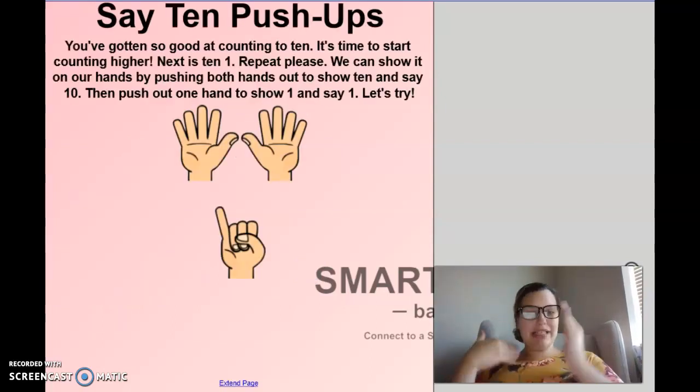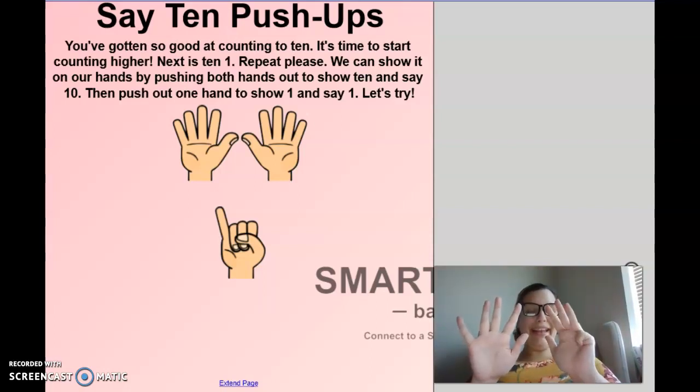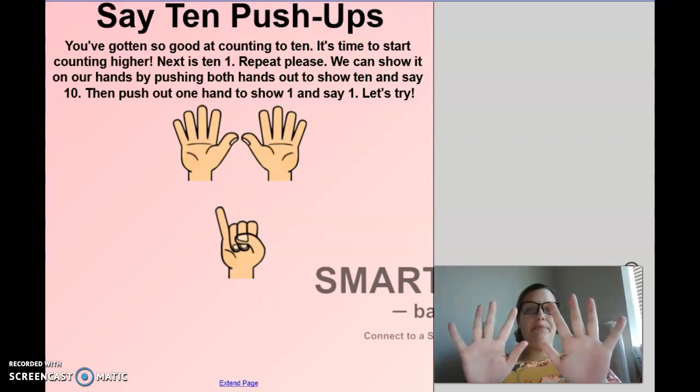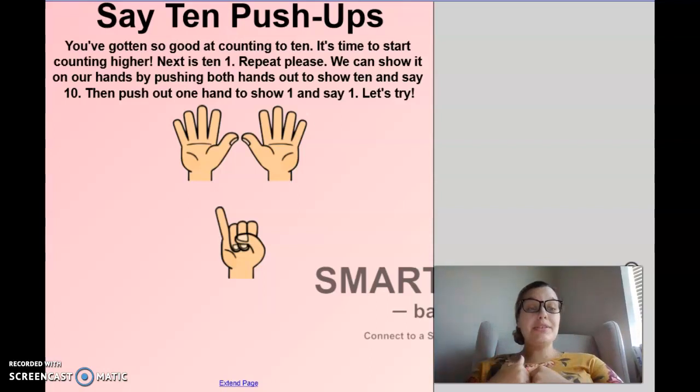Okay, so to warm our brains up today, I have this cute little activity we're going to do. We have gotten so good at counting to 10. Let's practice. 1, 2, 3, 4, 5, 6, 7, 8, 9, 10. So this is what 10 looks like, right? So we're going to do some say 10 push-ups. So we're going to push out our 10 and then do one more. So watch. 10, 1.